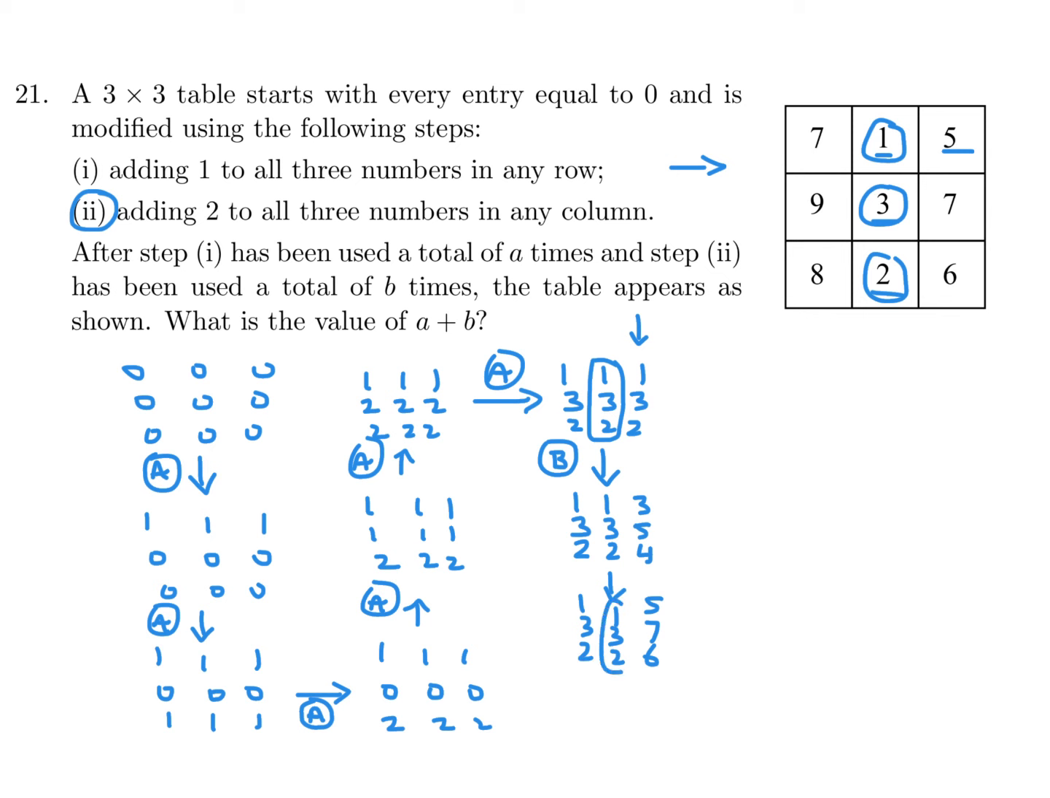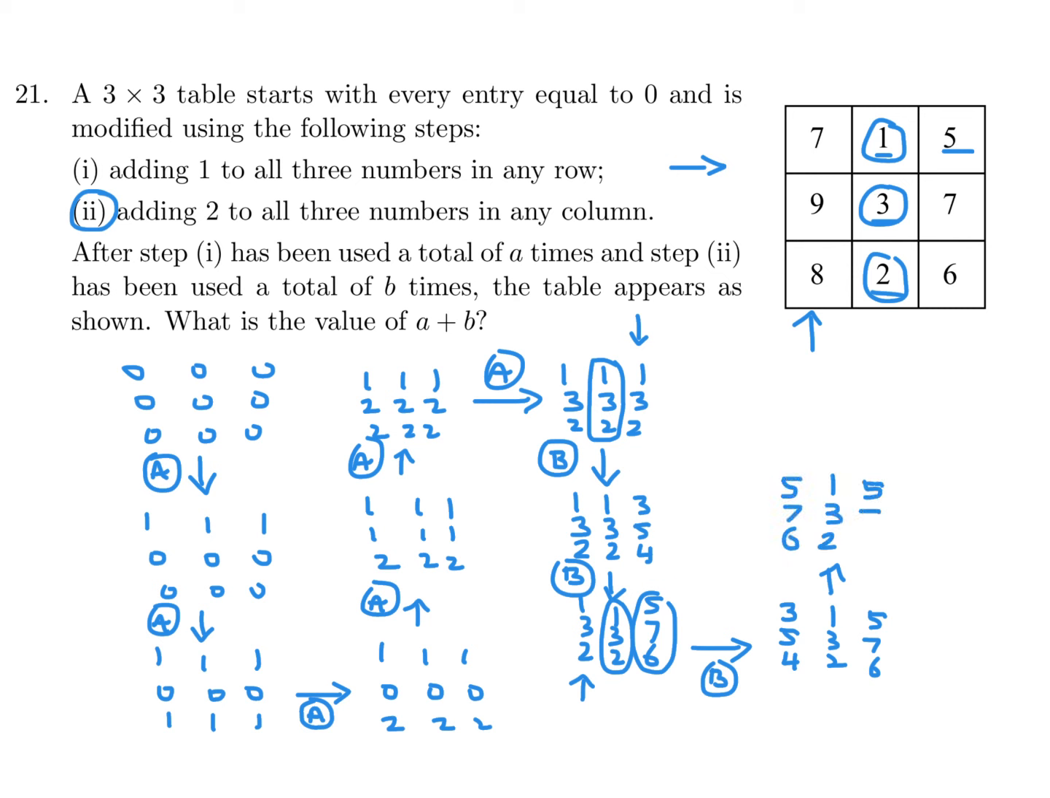Okay, so now that is complete. And then now I've just got to concentrate on the last. Oh, actually, it's the first column. Okay, now I've got to add 2's to that. If I do it once, it becomes 3, 5, and 4. That's a B. And if I do it again, it becomes 5, 7, and 6. And if I do it one more time, meaning step B, it will become 7, 9, and 8. And there you go. So I've completed it.